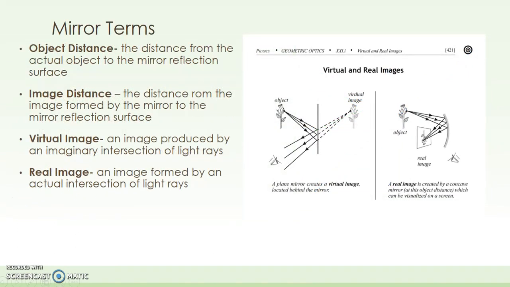First of all, since I'm talking about virtual and real, let's define some of the terms that we're going to be using. The object distance is the distance from the actual object to the mirror reflection surface. The image distance is the distance from the image formed by the mirror to the mirror reflection surface. The virtual image is an image produced by an imaginary intersection of light rays, and the real image is formed by the actual intersection of light rays.